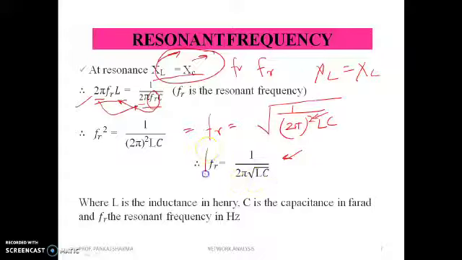This is your resonant frequency numerically. But conceptually, I have given you the definition that the frequency at which resonance occurs is called the resonant frequency, and the value is FR is equal to 1 upon 2 pi under root LC. Where L is the inductance in Henry, C is the capacitance in Farad, and FR the resonant frequency in Hertz.